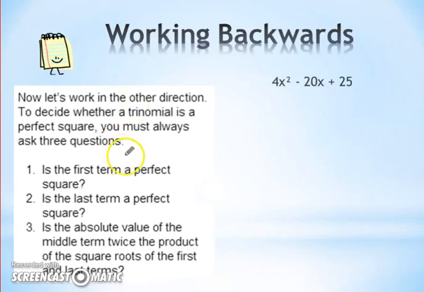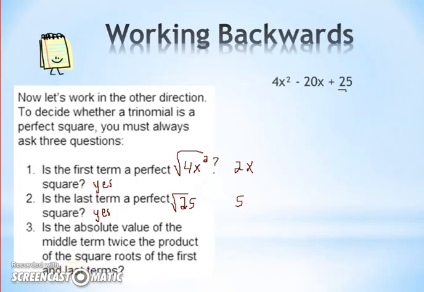So I kind of have it broken out here. You want to ask yourself, is the first term in my trinomial a perfect square? So is 4x squared a perfect square? If I were to take the square root of this, I would end up with 2x. So I can answer yes, it's a perfect square. And then is my last term a perfect square? My last term is 25. If I were to take the square root of that, I would end up with 5. So yes, this one is a perfect square.